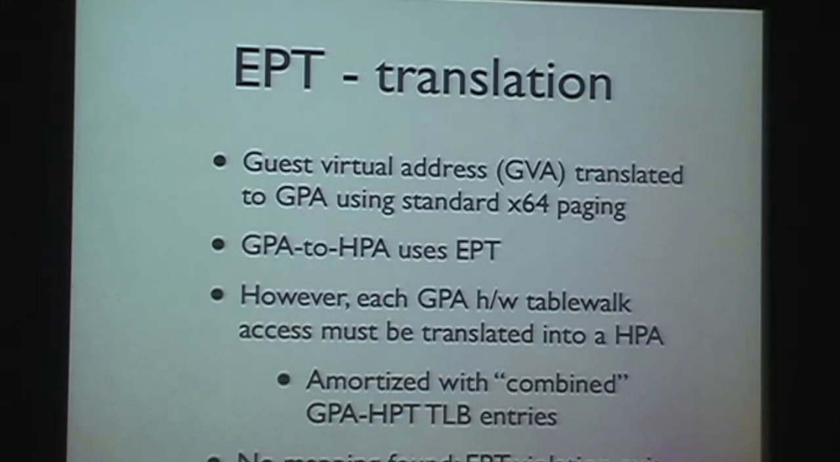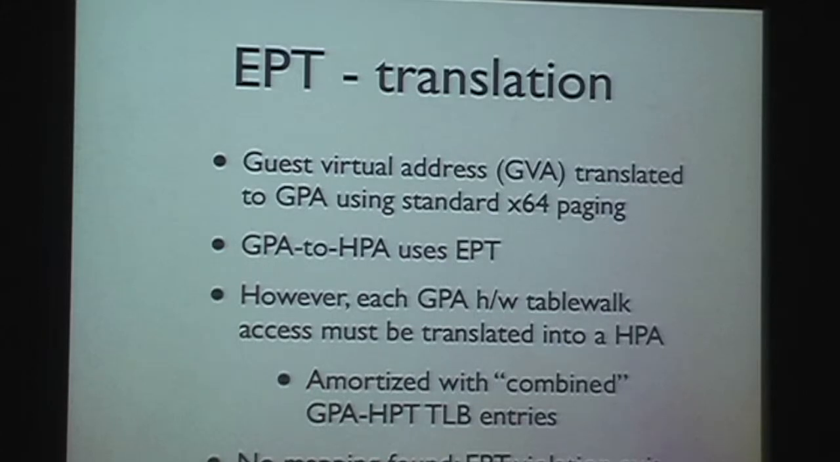Now it sounds like that's just 2 stages, but it's actually kind of n squared, because when the processor is translating the guest virtual address to a guest physical address, it has to walk guest physical address page tables. Every single one of those guest physical addresses then has to be translated into a host physical address. So it's sort of an n squared algorithm.